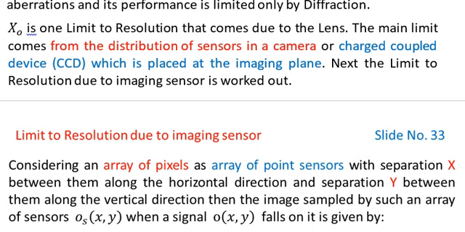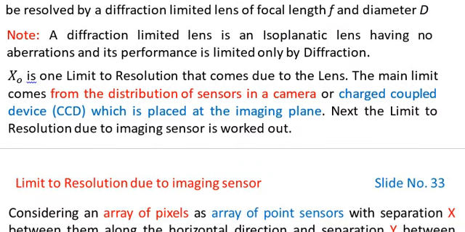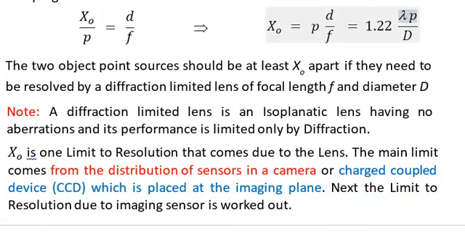The main limit comes from the distribution of sensors in a camera or charged coupled device which is placed at the imaging lens. The next limit to the resolution, due to the imaging sensor, will be worked out. Now you see that here we have mentioned the limit to the resolution at the image plane, at the object plane x naught, related with the parameters of the lens, the diameter of the lens.